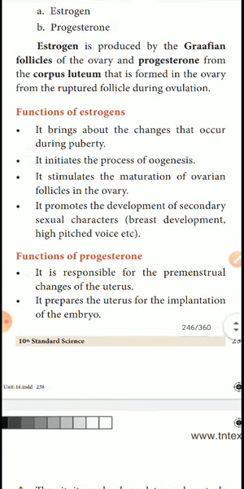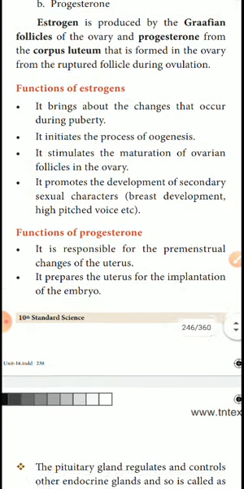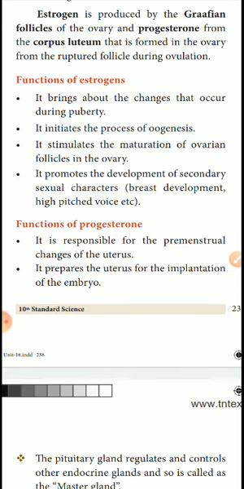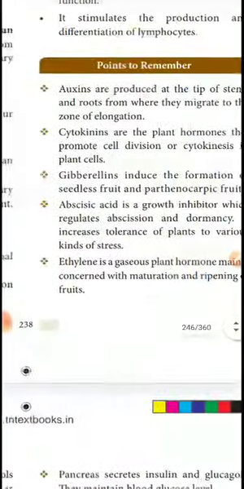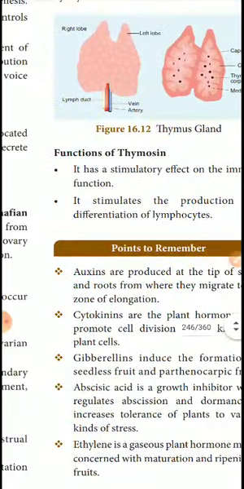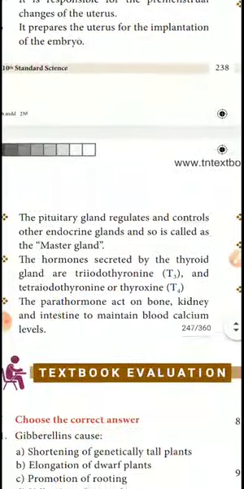Some changes happen then. Estrogen promotes oogenesis, meaning egg production, and the maturation of the follicle in the ovary. It promotes the development of secondary sexual characters, such as breast development and a high-pitched voice. Next, progesterone causes premature changes of the uterus, for implantation of the embryo, and these are all important.